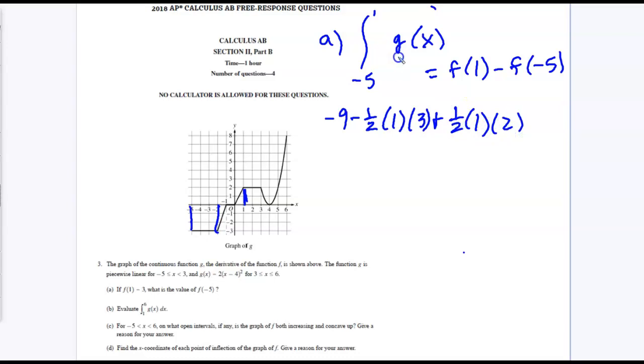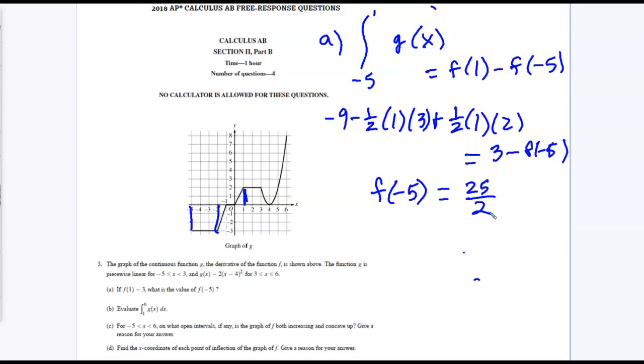So this equals the area under the curve, and that equals f of 1, which is 3, minus f of negative 5. So if I evaluate all of this and solve for f of negative 5, it's going to work out to be 25 over 2. So there's my answer for A. Now in part B, they're asking us to evaluate the integral from 1 to 6 of g of x.